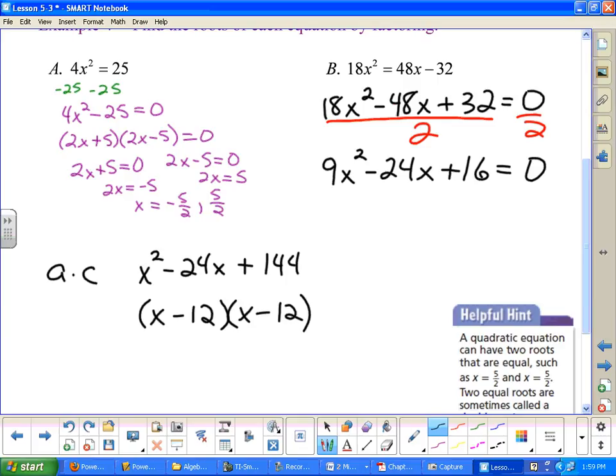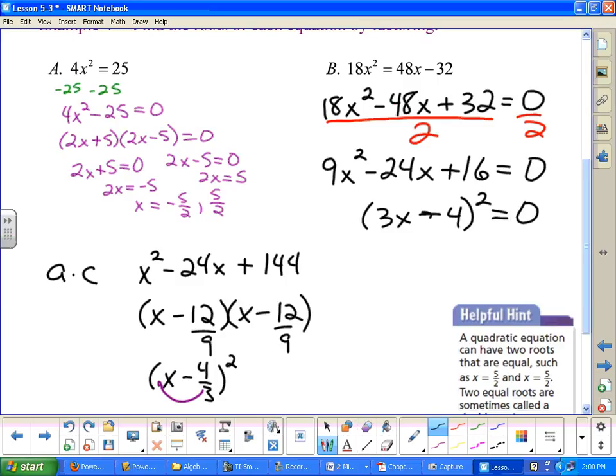Divide by a. We factor, then we divide by a. So divide by 9. What's 12 over 9? As a fraction, how about 4/3? And I can use squared then, because there are 2 of them. Then we slide the 3 over in front. So we have 3x minus 4, that quantity squared, equals 0.